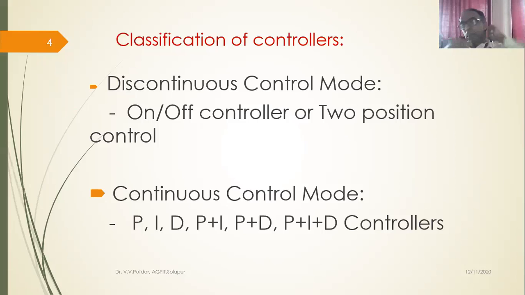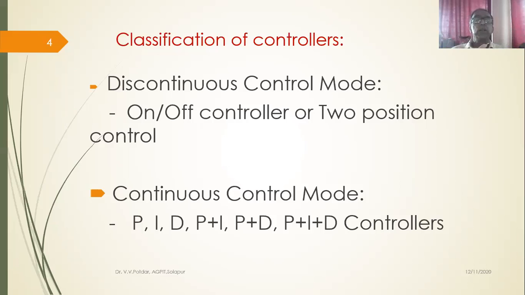And in many cases, maybe like in the case of an iron, you're using an iron, there the on-off control action is sufficient. That controller should not keep on working throughout 24 hours. As and when it is required, it should be operated, isn't it? So these are the two basic classifications: discontinuous control mode and continuous control mode.